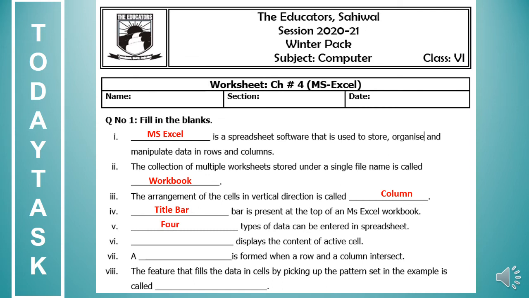Dash types of data can be entered in spreadsheet. 4 types of data can be entered in spreadsheet. 6th one is dash displays the content of active cell. Formula bar. 7th one is a dash is formed when a row and a column intersect. Cell. 8th one is the feature that fills the data in cells by picking up the pattern set in the example is called autofill.